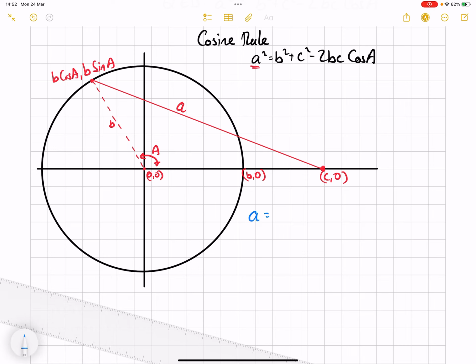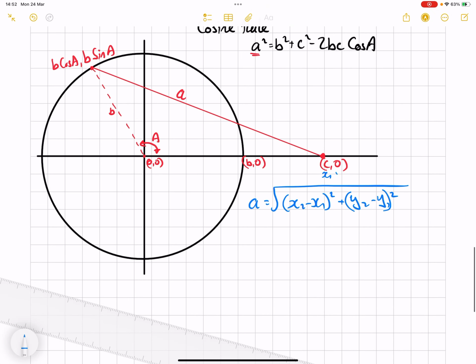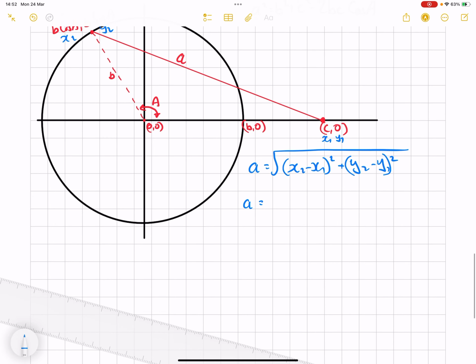And I know the length of a side is just, well, in coordinate geometry, the square root of x2 minus x1 all squared plus y2 minus y1 all squared. Okay, and if I label up some points, I can call that x1 and y1, up here maybe x2 and y2 if you want. So from here on now, it's just expanding algebra, a little bit of formula manipulation and tidying up. There's one bit of trigonometry in there as well. So it's the square root of b cos a minus c all squared plus b sin a minus 0 all squared.